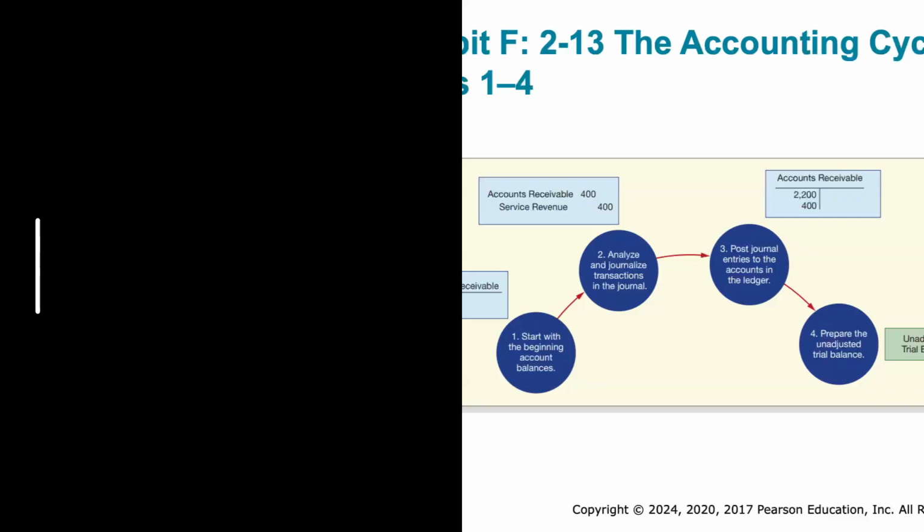So this is the accounting cycle. We start off with the beginning account balances where we left off in the last month or the last quarter, and we start entering new journal entries for our new transactions, and then we post those entries to our ledger. And then from our ledger, we create a trial balance.